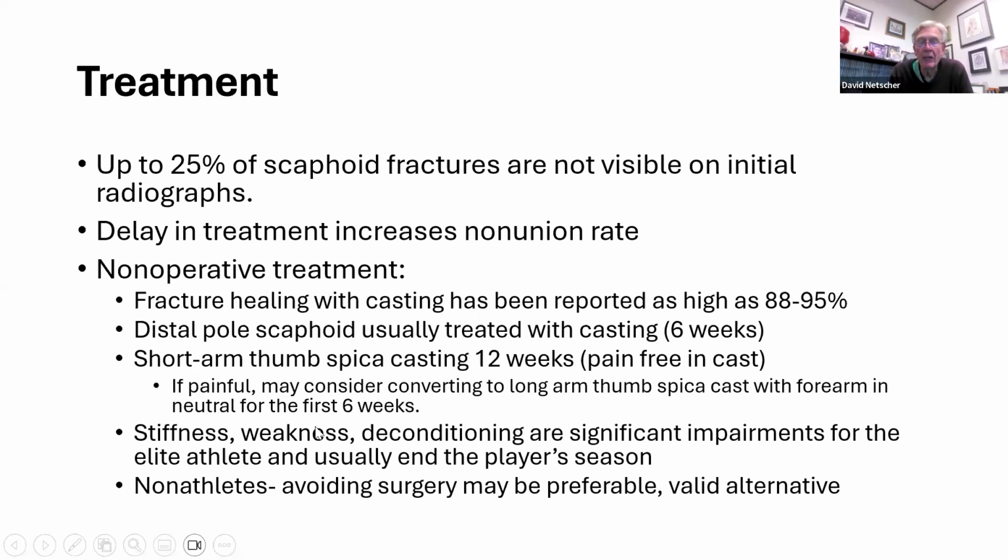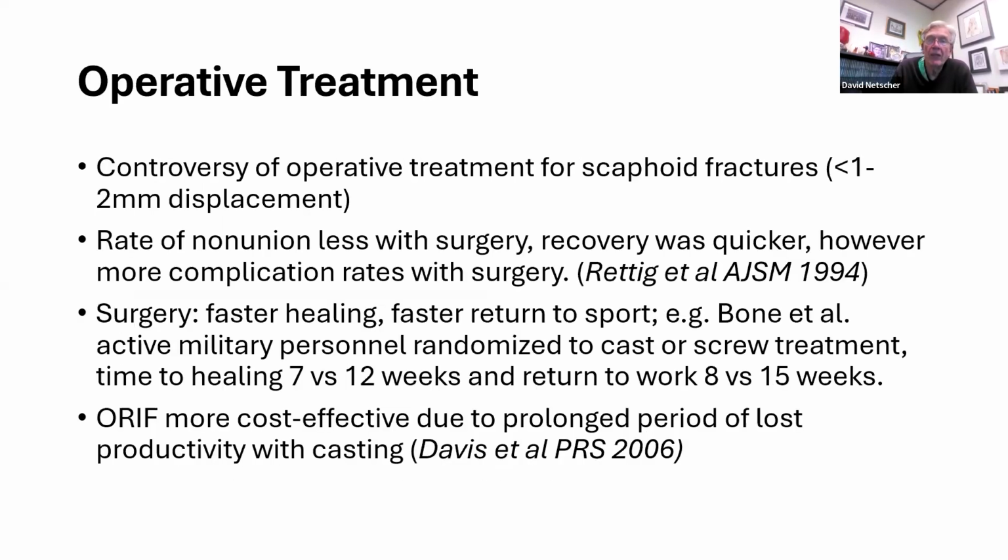During that time, however, if you've got an elite player, they are now deconditioned, and then it would almost end that season's play once they come out of their cast and they get going. So there is a higher tendency then to operate even on non-displaced scaphoid fractures in elite performers. In non-athletes, avoiding surgery may actually be preferable, and splinting and casting is a valid alternative.